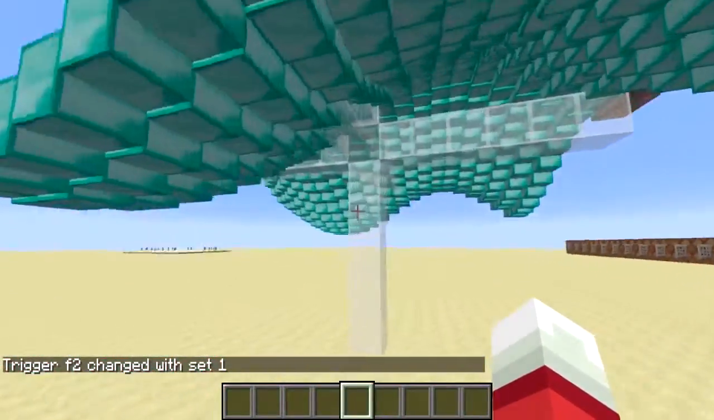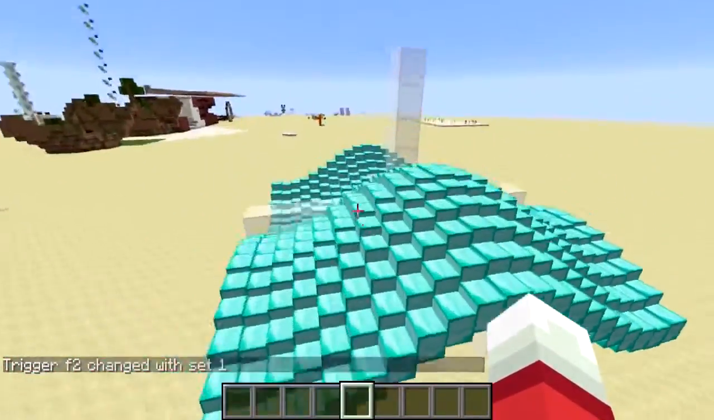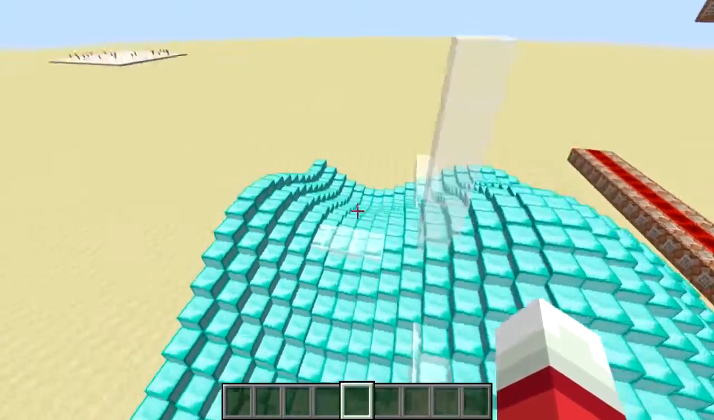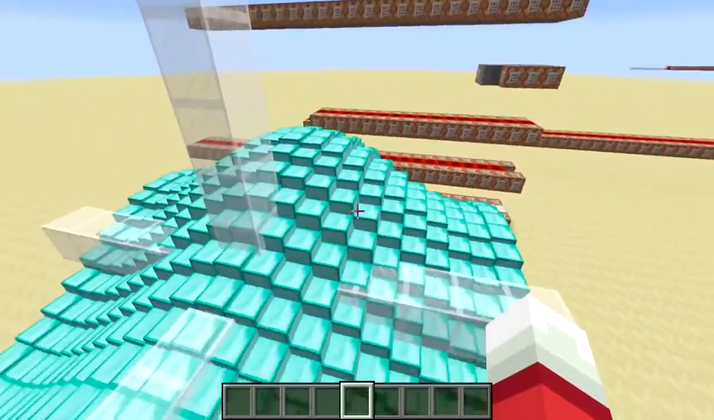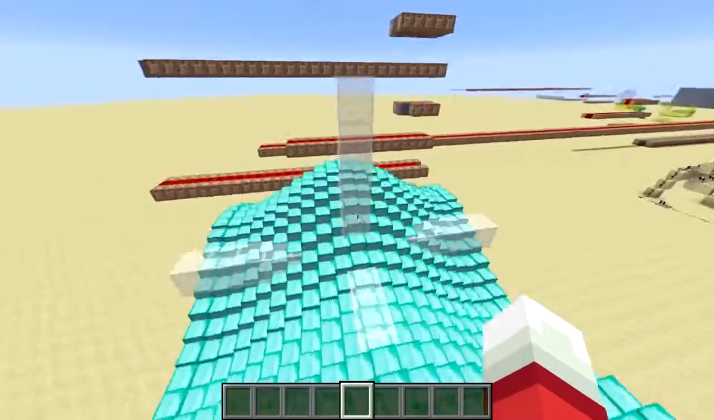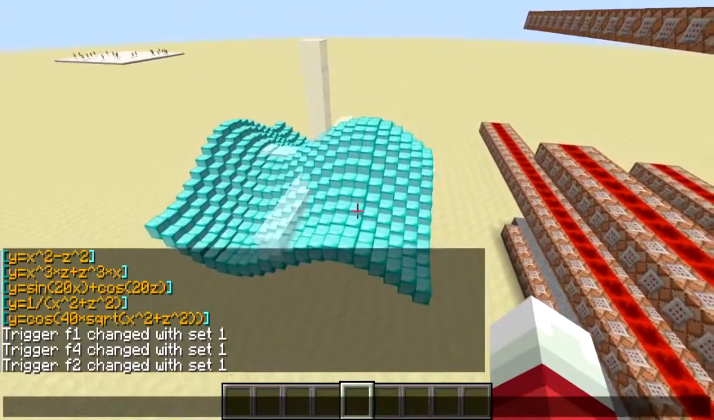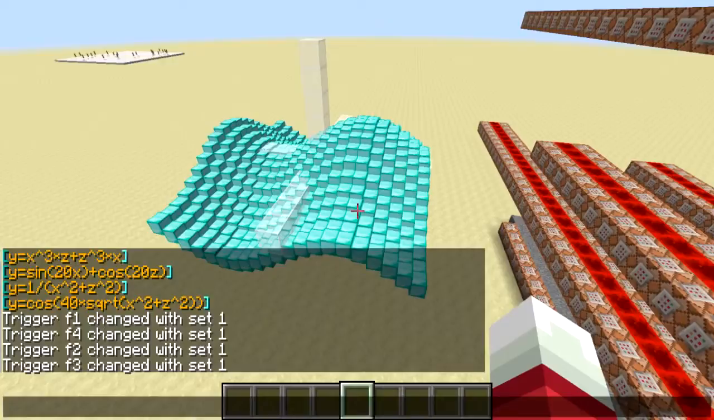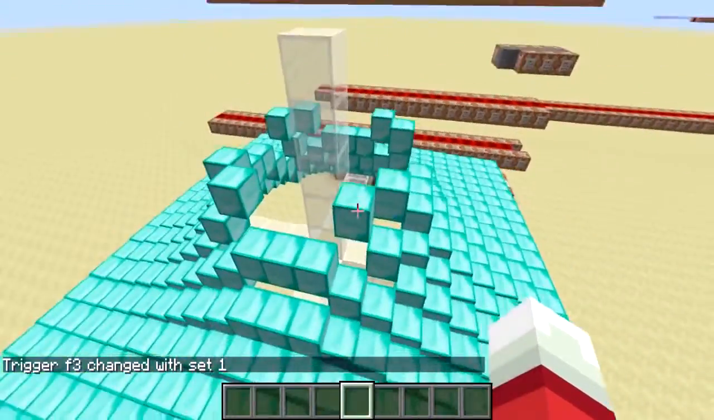But yeah, this looks really cool, I think. It's wavy in both dimensions. So this one's the sine dimension, and then this one's the cosine dimension. Next one, 1 over x squared plus z squared. So this one looks kind of like a volcano.